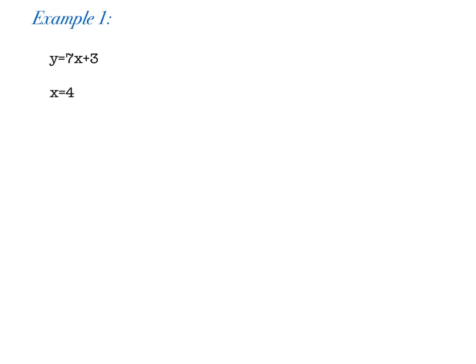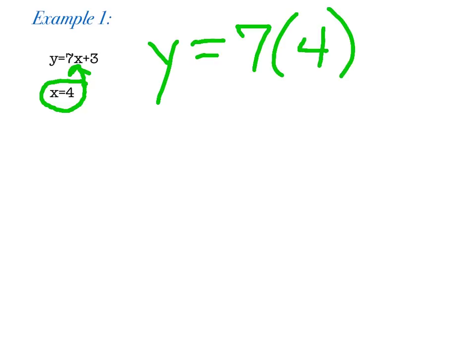Step 1, if needed, isolate one variable. X has already been isolated for us with a value of 4, so step 1 has really been done for us in this situation. Step 2 was to substitute the value of the variable into the other equation. So I'm going to take the value of 4, which is what x is equal to, and substitute it into this equation. So I'm going to substitute 4 in place of the x.